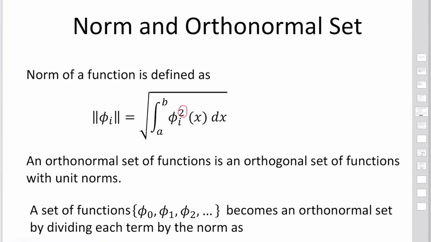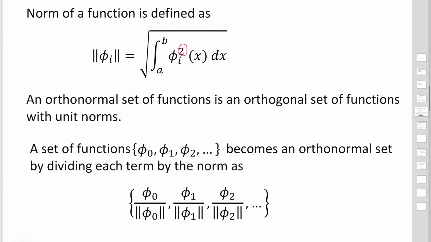An orthonormal set of functions is an orthogonal set of functions with unit norms. Each function in the set has a magnitude of 1. A set of functions becomes an orthonormal set by dividing each term by its norm: phi sub 0 divided by the norm of phi sub 0, also phi sub 1 divided by the norm of phi sub 1. So we can derive the orthonormal set of functions from the orthogonal set of functions.